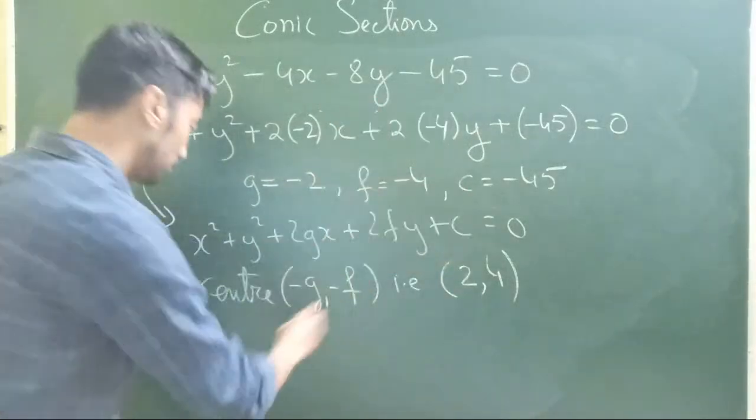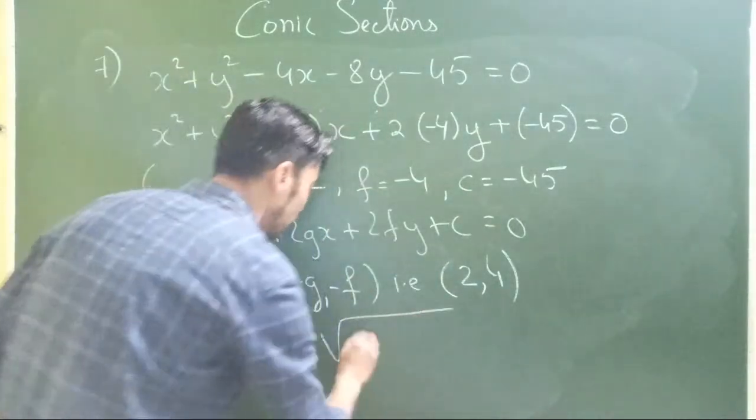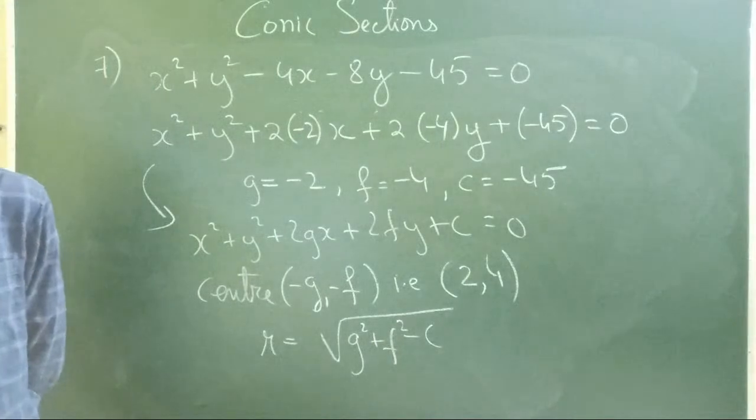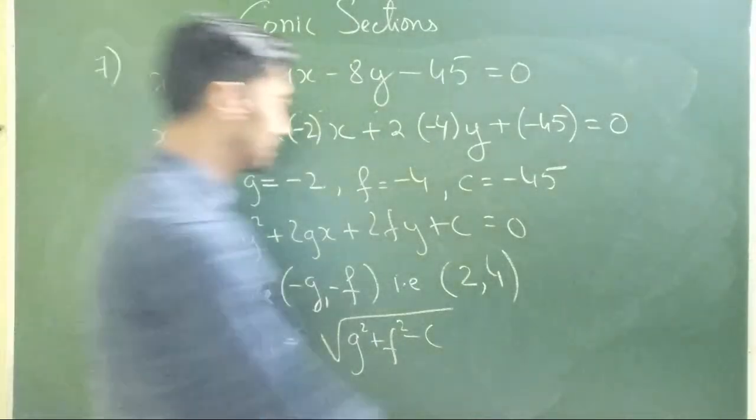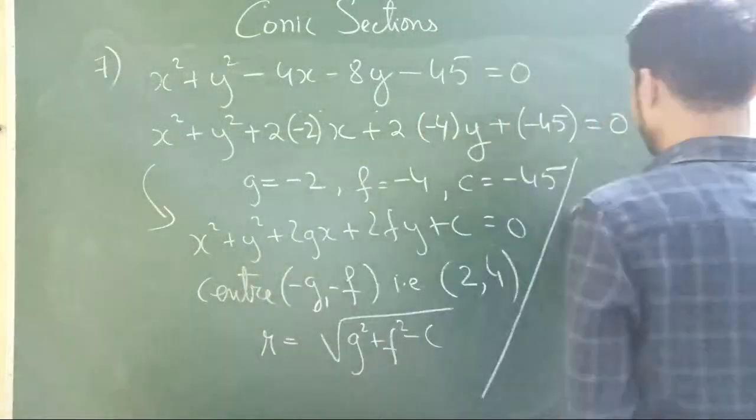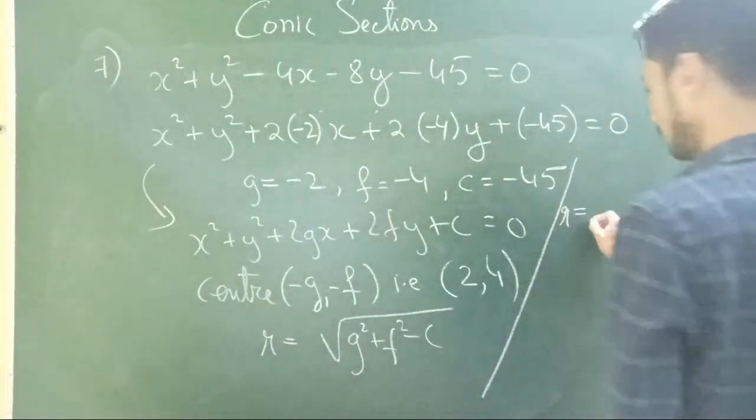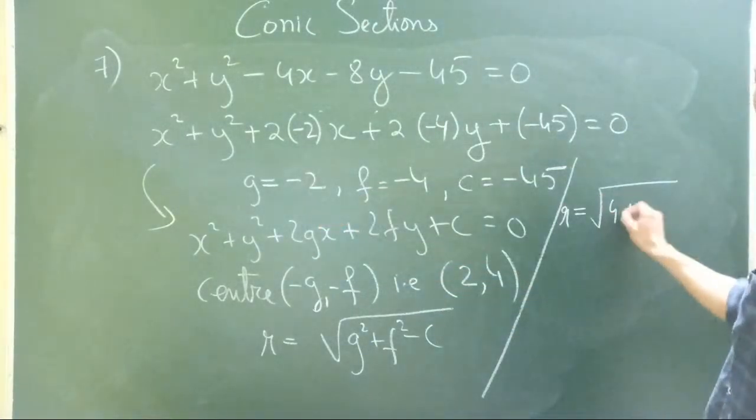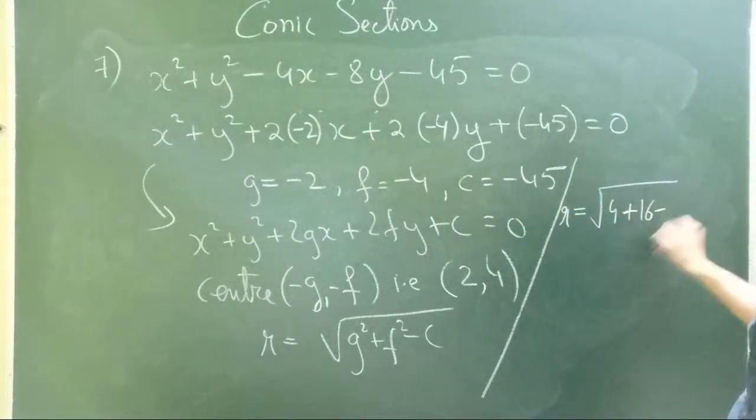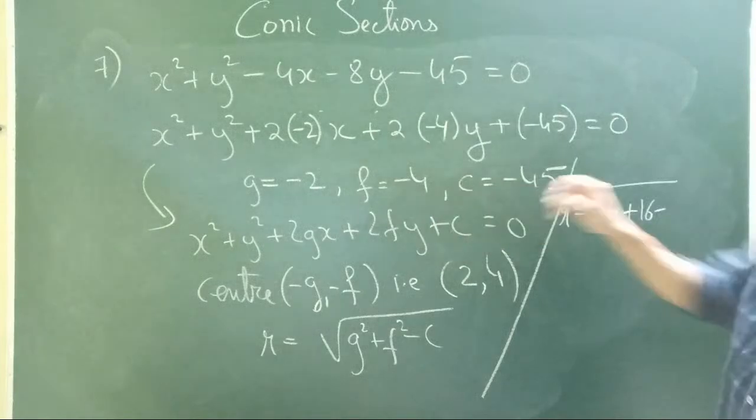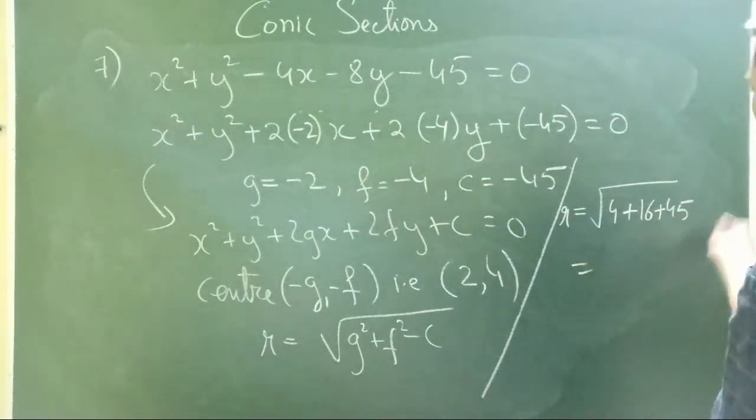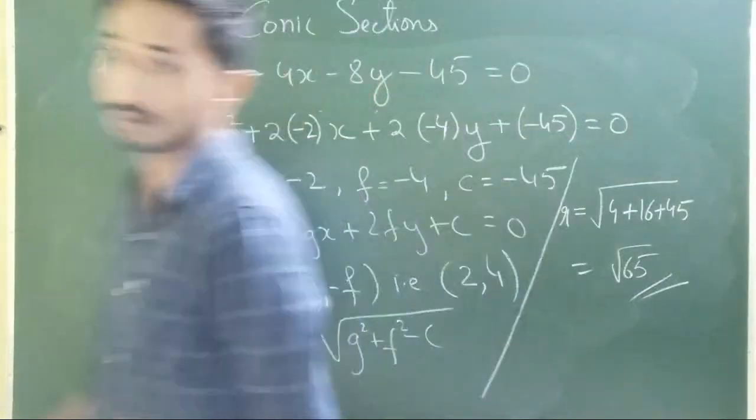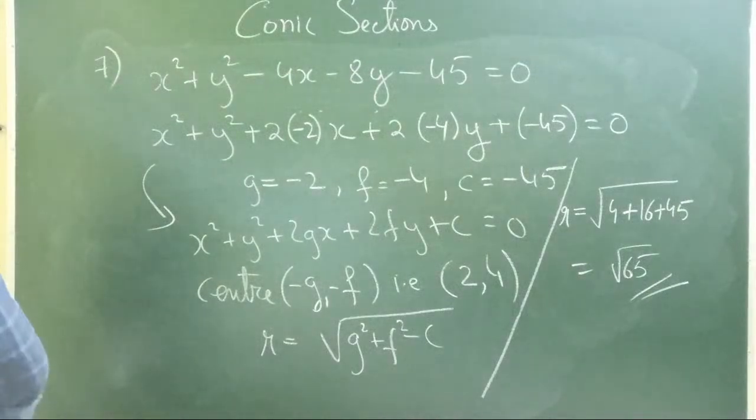Alright. And then to find out the radius, we will use the formula. What was it? Root over of g square plus f square minus c. So let's calculate that value. r will be equal to root over of g square, that is minus 2 square, which is 4, plus f square, minus 4 square is 16, minus c, where c is minus 45, so minus minus plus 45. So that's 4 plus 16 plus 45, which is 40, 50, 60, 65. Root over of 65. So the radius will be root over of 65.